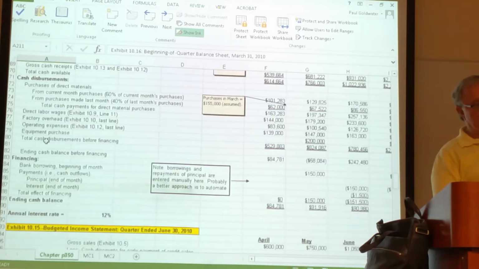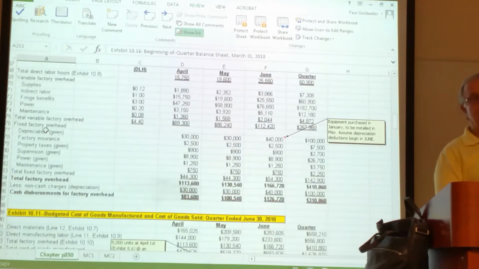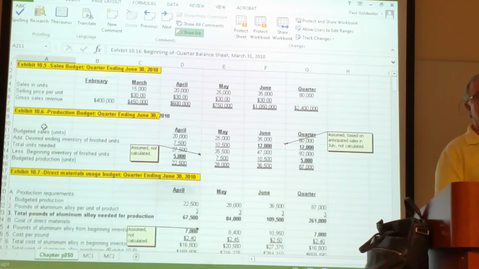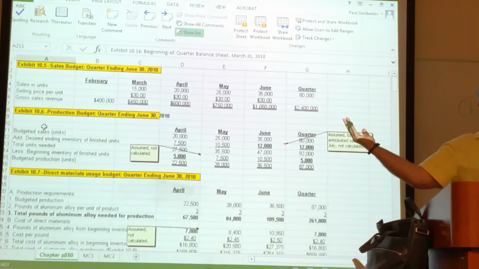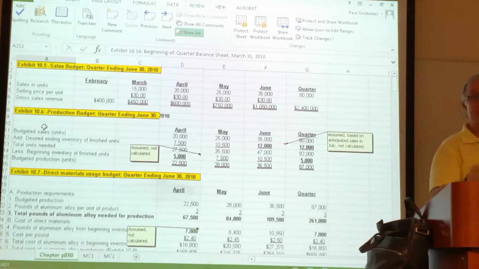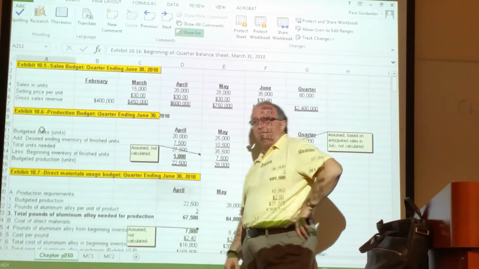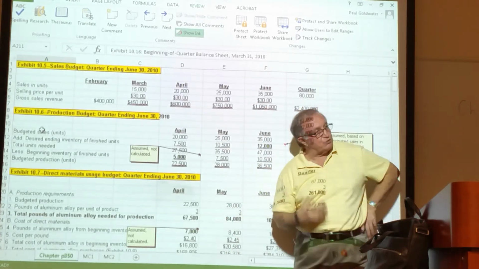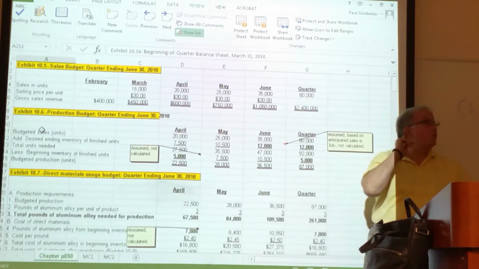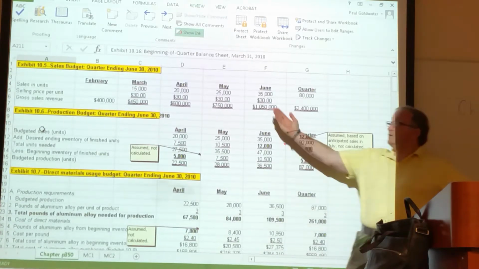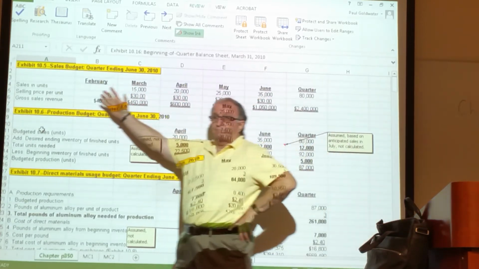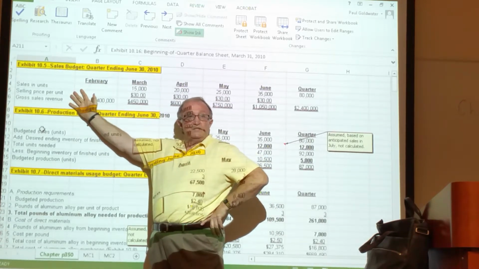Okay, so we understand what is in our budget. All of these modules. Exhibits, the word in the chapter. We come over to Excel, we normally say module. Now, what's the first thing we put together? The first module, what is the first step in the budgeting process? Where does it all start? Sales. It starts with the marketing projection. And that's why it's at the top.